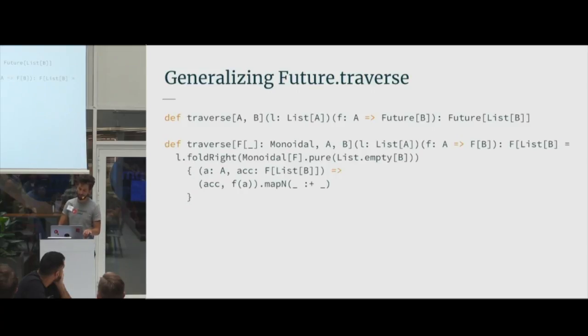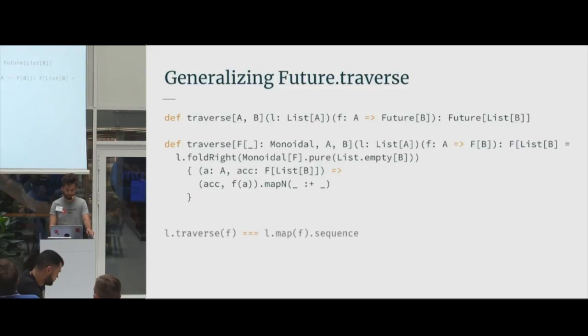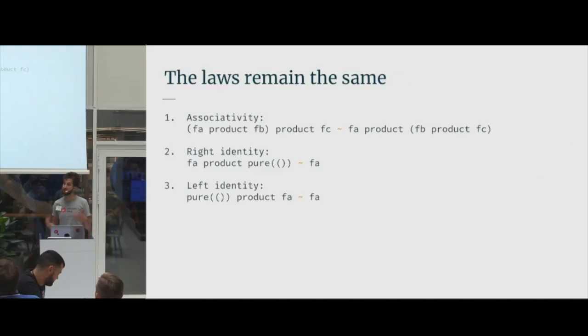Right, we fold right, we give it an empty list as the seed inside this f context, but what we have instead is only values of a. But with the f function, we can turn them into f of b, and then we can just use this map n combinator again to turn it into an f of list of b. And that's future traverse. And as I said before, traverse is exactly equivalent to map and then sequence. And actually the cool thing about this is that the laws are exactly the same. So all of the laws for monoids also work for monoidal functors in that we have to have associativity, right identity, and left identity.